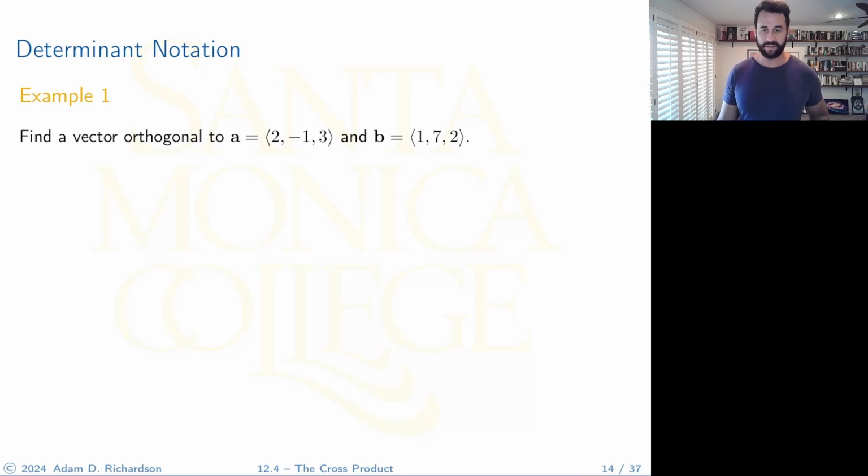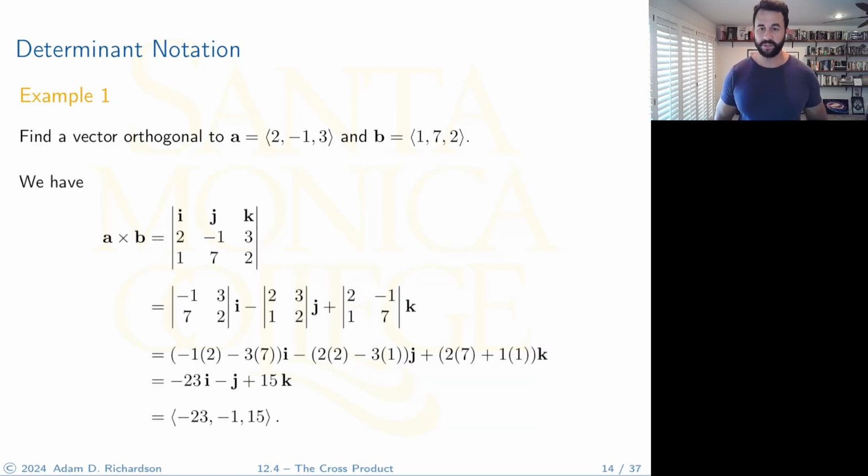All right, so let's try this on our own. We're going to use that determinant notation. So here is the setup. Across the top, you've got the standard basis vectors. We've got our first vector A on this row and our second vector B on this row. And then we're going to do those second order determinants, right? So if I take I and I get rid of those, this is the determinant I get. Now if I take J and I ignore those, this is the determinant I get. Then if I take K and I ignore those, this is the determinant I get.